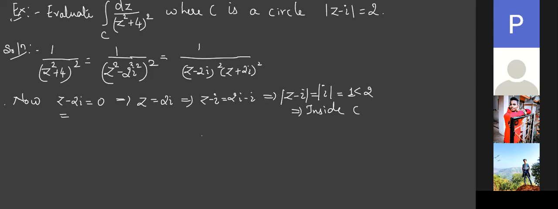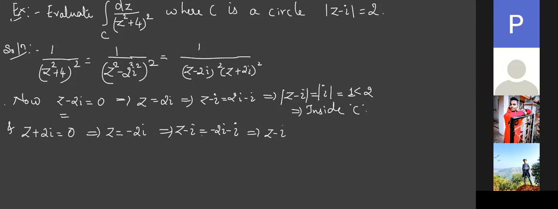Now what is the other point? Another point is z plus 2i, isn't it? Equate it to 0. So what is z from this? Shift the 2i, it becomes minus 2i. Again, how is our circle? It is like z minus i. So subtract i on both sides for this expression. z minus i is equal to minus 2i minus i. Am I right with this? So z minus i is equal to, what is minus 2i minus i?